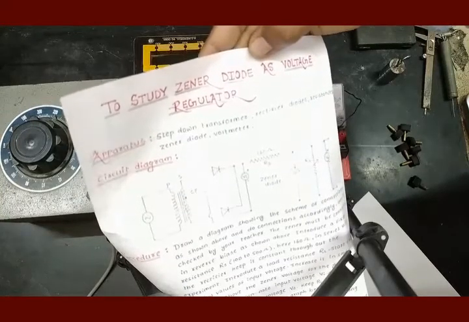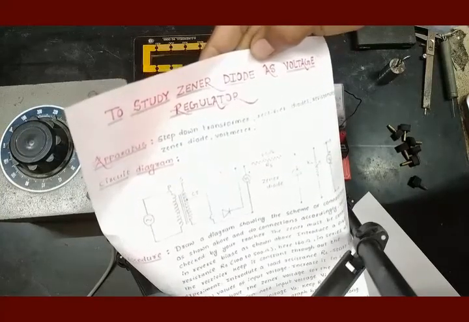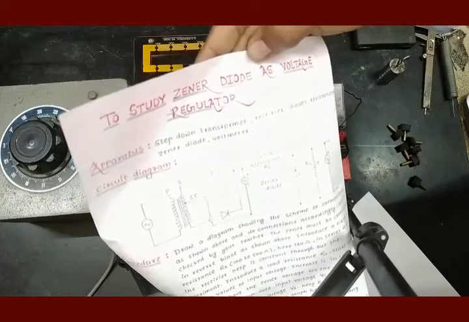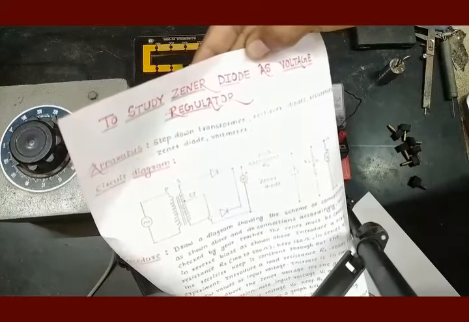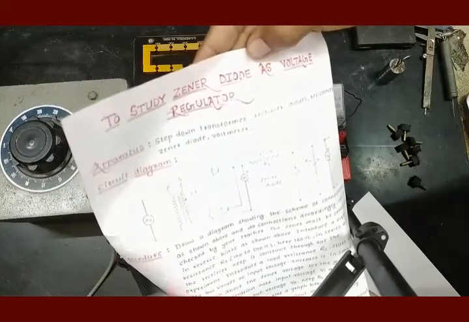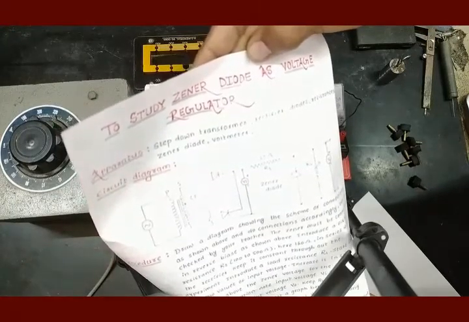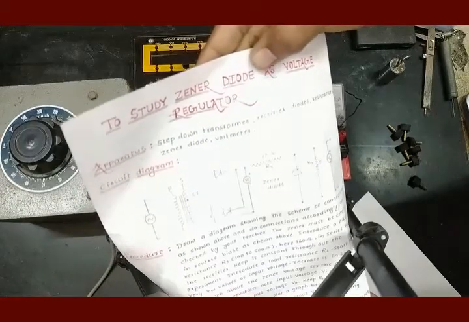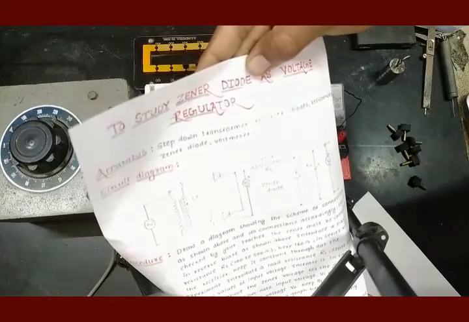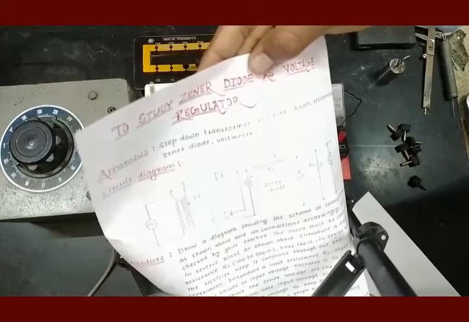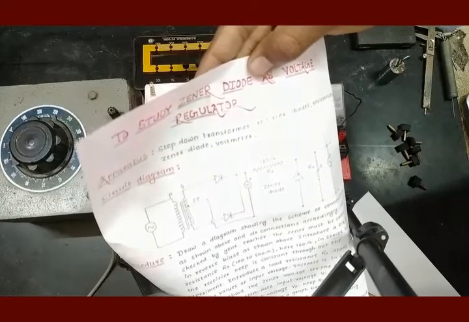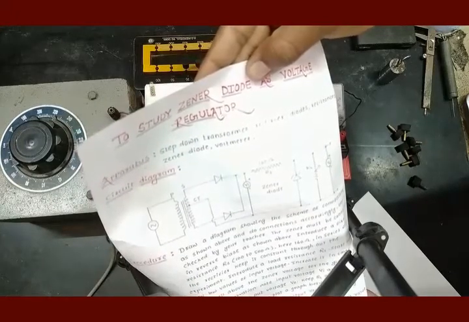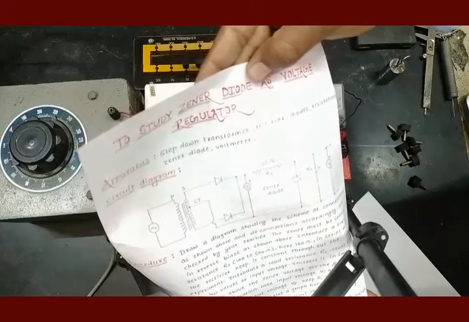Across the secondary, two diodes are connected. This is one diode, this is the other diode. The first diode is used for rectification of the positive half cycle of this AC input. The second diode is used for rectification of the negative half cycle of this AC input. The cathodes of these two diodes are connected here, and across this a voltmeter is connected.